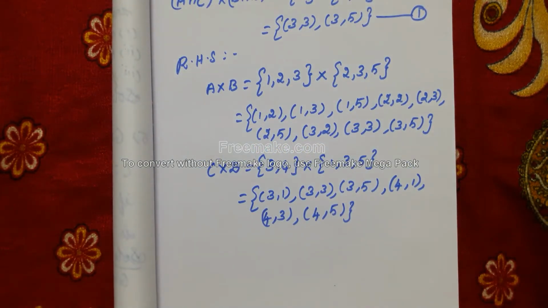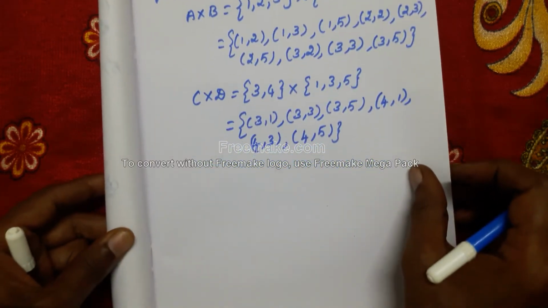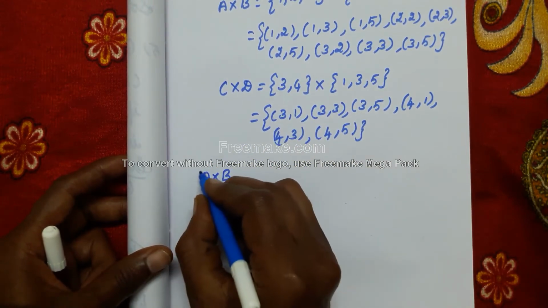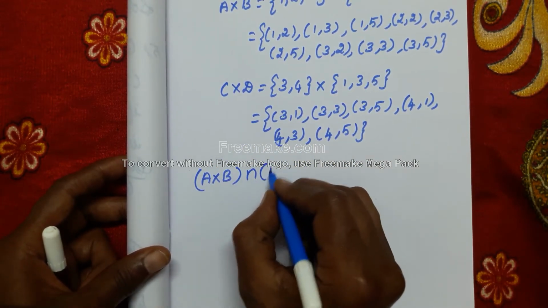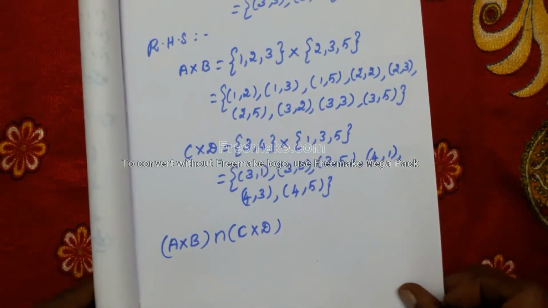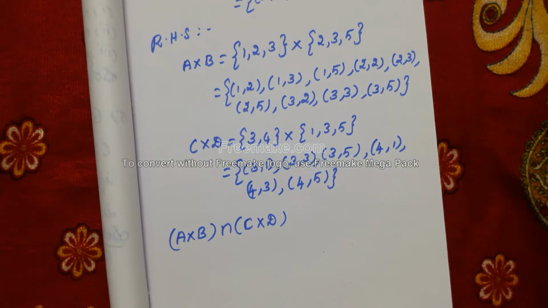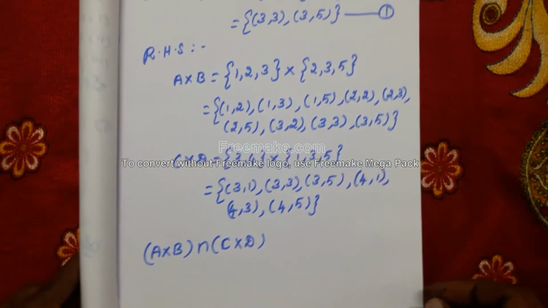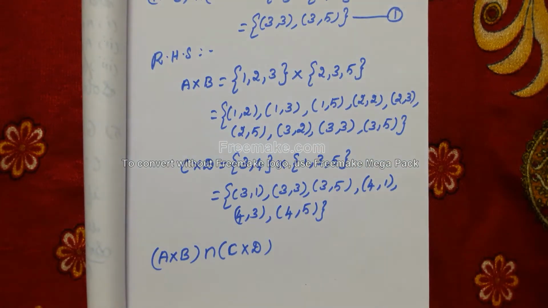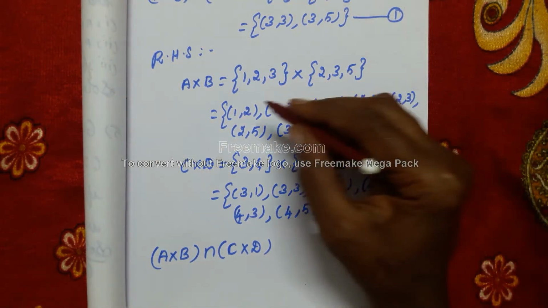Next, what is the right hand side? A cross B intersection C cross D. How can we find out the intersection? Already we have found them now. We have to write the common elements of A cross B and C cross D. How can we find the common elements?